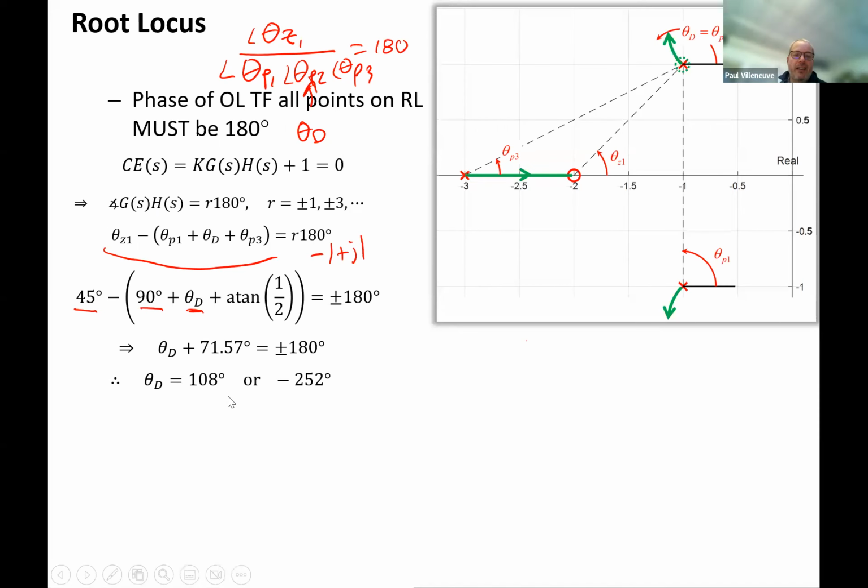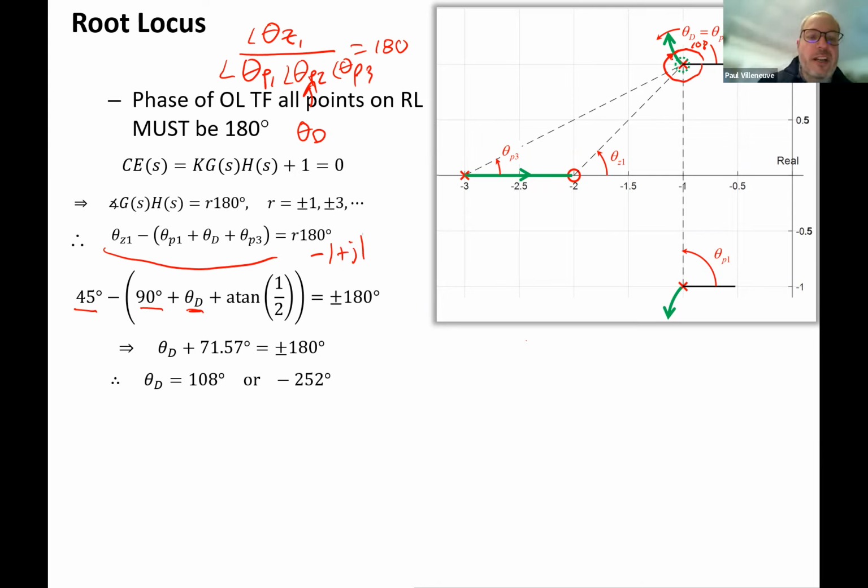So question on that, because it's either going to be 108 degrees or minus 252. I'm either going to rotate 108 degrees to get that point where it takes off, or minus 252. And that's how we would calculate the angle of departure.